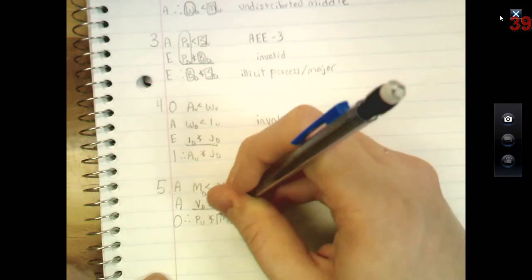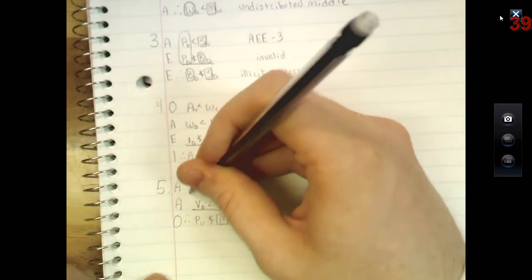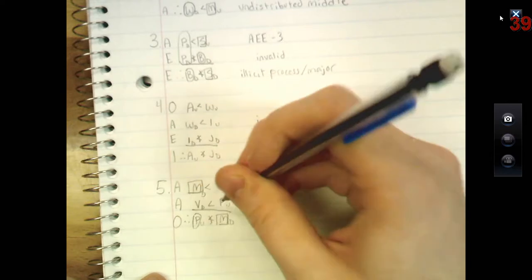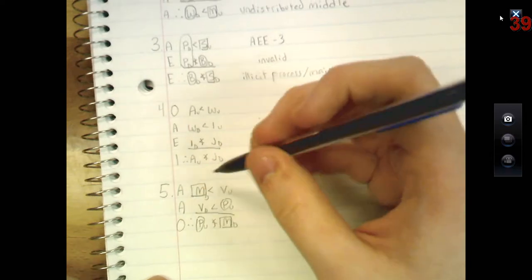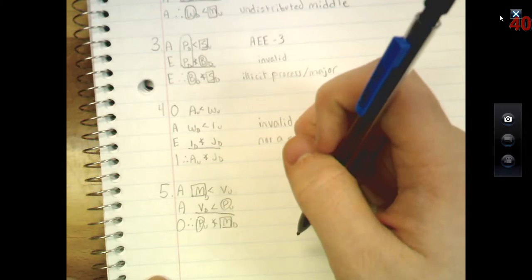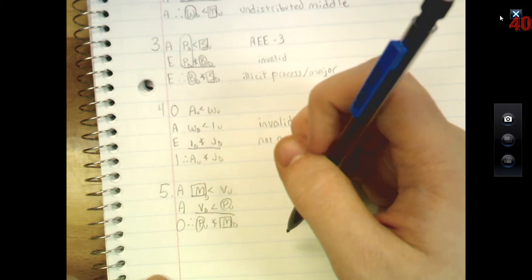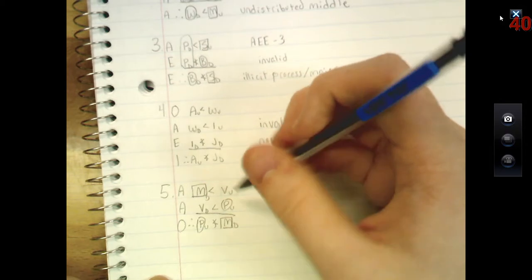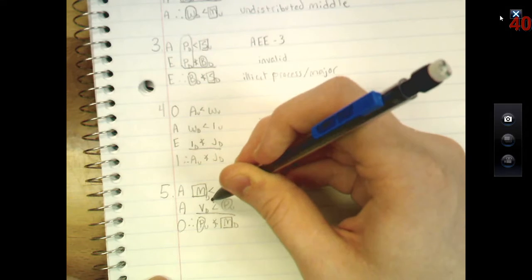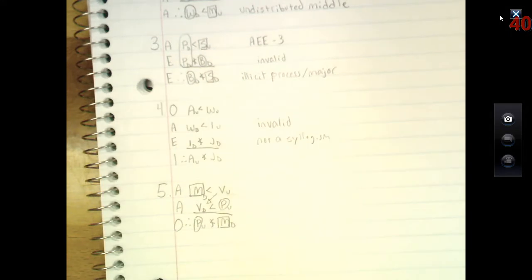So we have our major term in the major premise. We've got our minor term in the minor premise. And then we're going this way with our middle term. Now, the main thing is tell me whether it's valid or invalid.